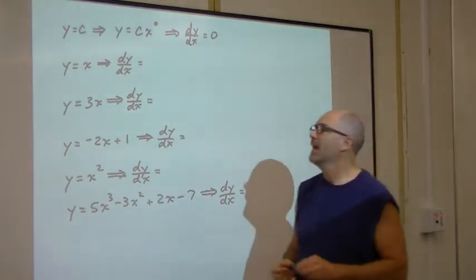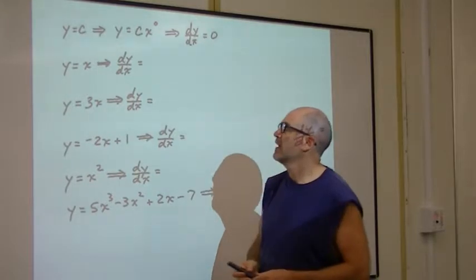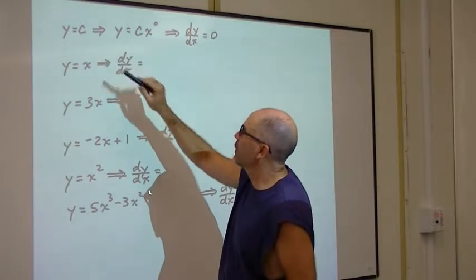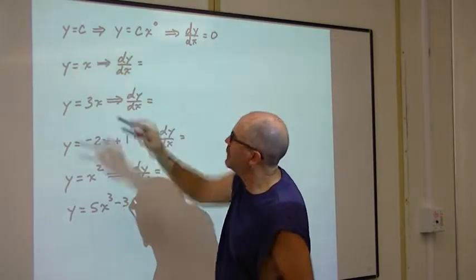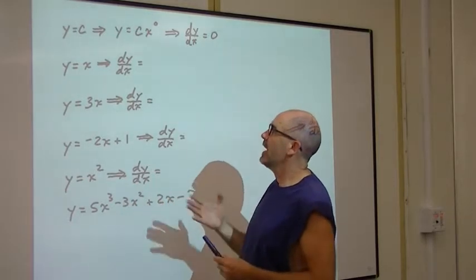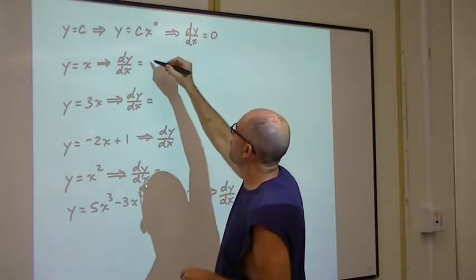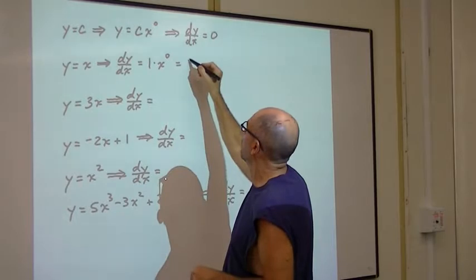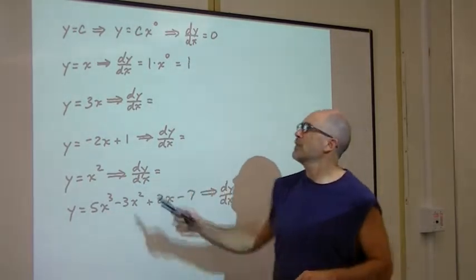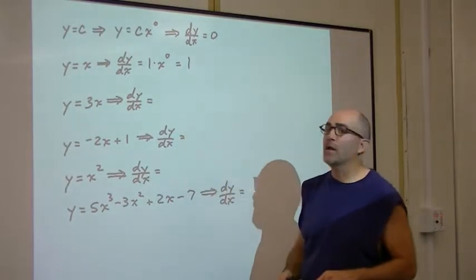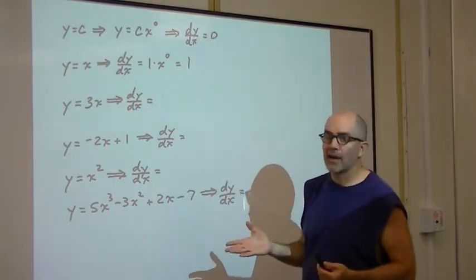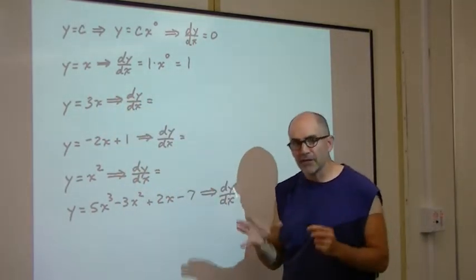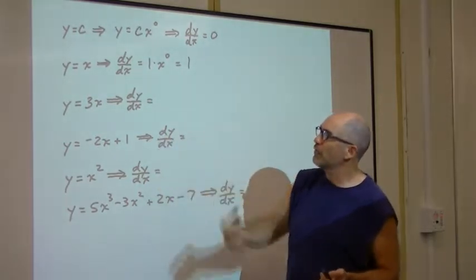Okay. Now, what if we have y equals x? Then what's dy dx? Well, this is really x to the first. So I take my 1 down in front, and then I drop my exponent by 1. So dy dx equals 1 times x to the 0, and x to the 0 is 1. So the derivative of y equals x is 1. Think about that now. What's the slope of the line y equals x? It's 1. See, that's the thing. The derivative is simply the slope of whatever function we have.